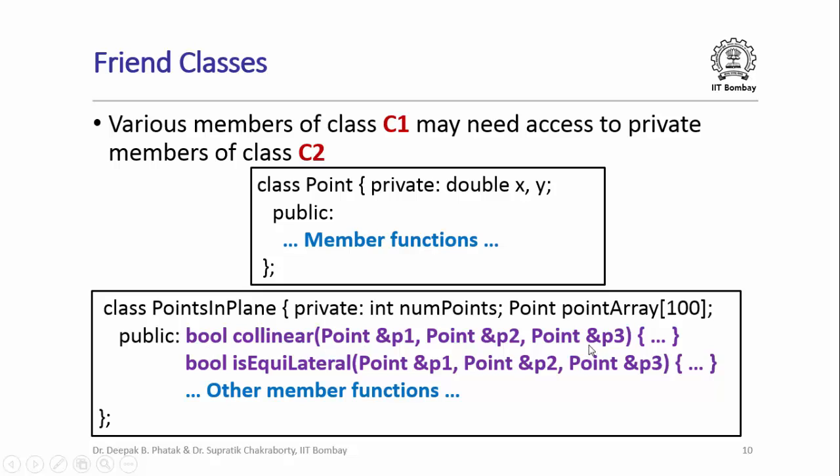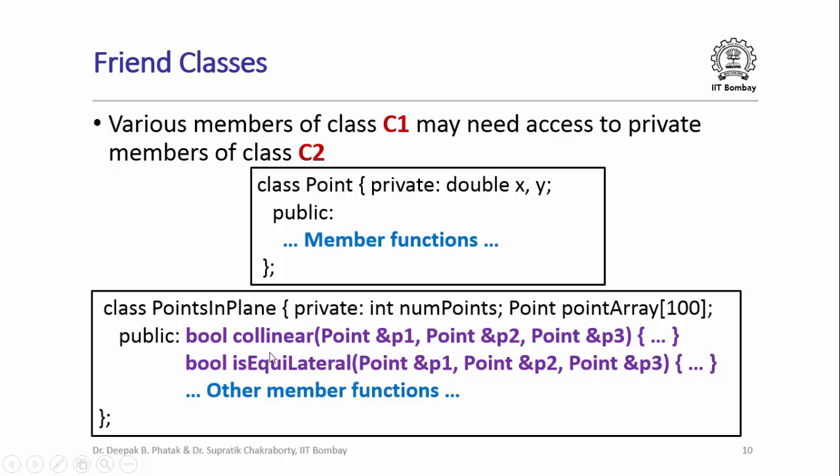One of these is what we have just seen. It takes 3 points and determines whether they're collinear. Here is another public member function, which takes 3 points and determines whether they form an equilateral triangle on the plane. And there could be several other such member functions. Note that each of these member functions actually needs access to the private data members x and y of the points that are passed as arguments.